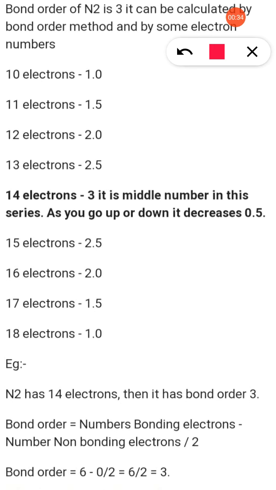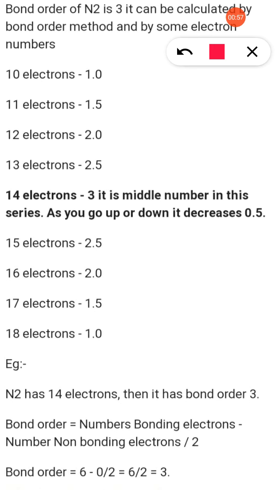If there are 11 electrons, that is 1.5. It increases by 0.5. 12 electrons, 2. 13 electrons, 2.5. If 14 electrons, that is equal to 3 bond. It is the middle number in the series; as you go up or down, it decreases by 0.5.